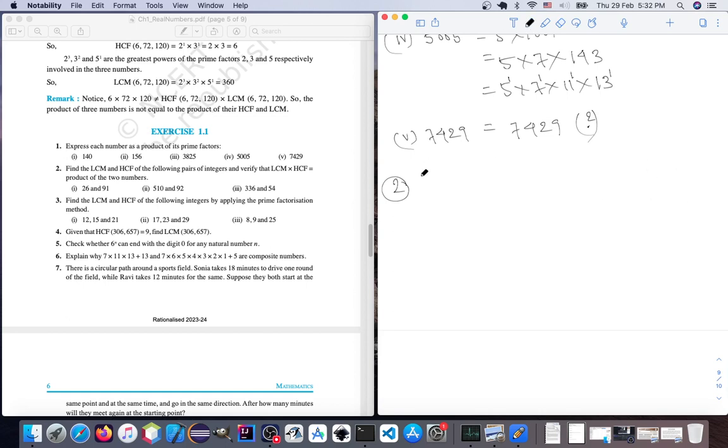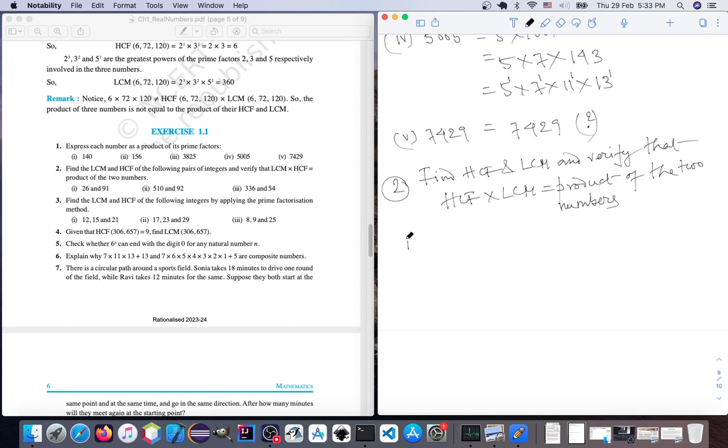Let's do problem number 2. What it says: find the LCM and HCF of the following pairs of integers and verify that HCF into LCM equals the product of the two numbers. Okay, so one is 26 and 91.